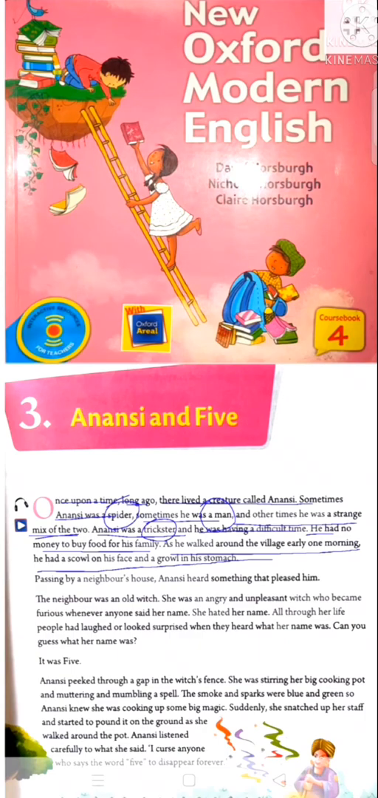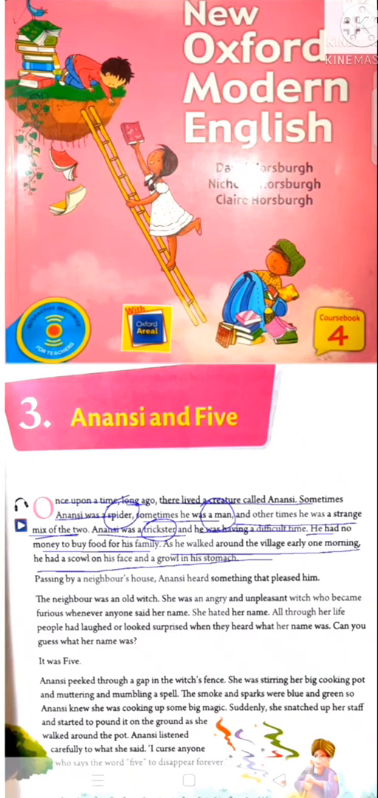And what we get to know about Anansi here is he was going through a difficult time. That means his time was not good now. Why not good? Because he had no money with him, and as he had no money with him, he could not buy anything for his family. He could not buy food for his family.